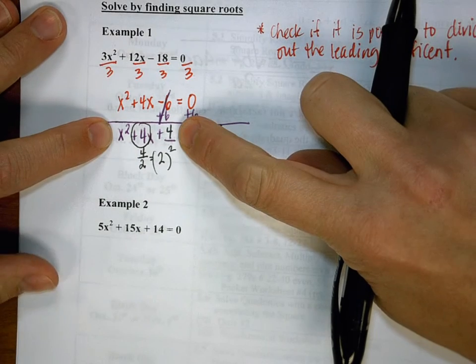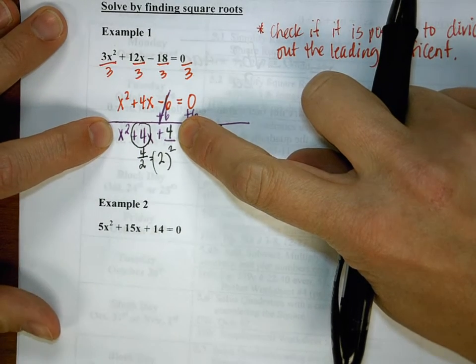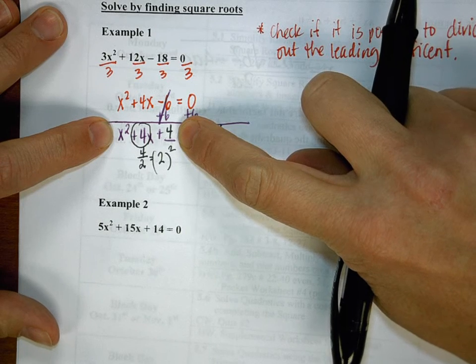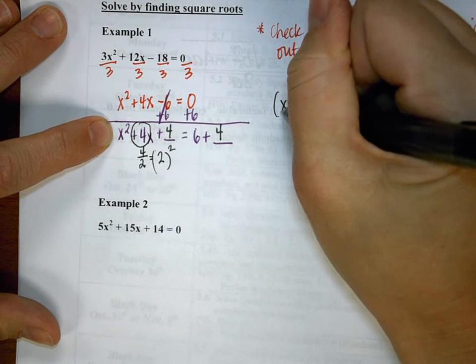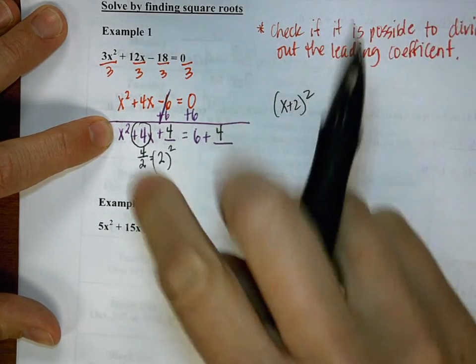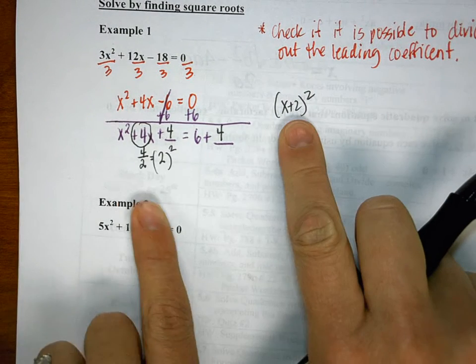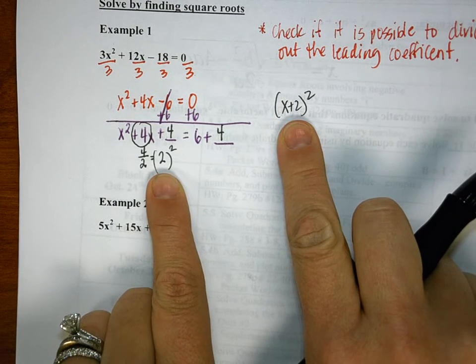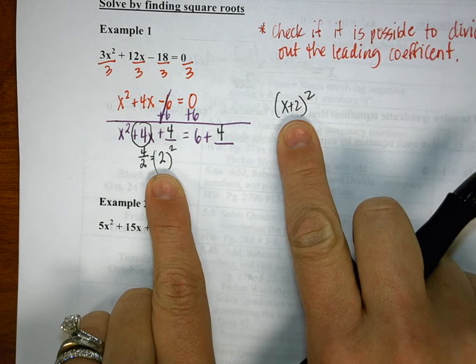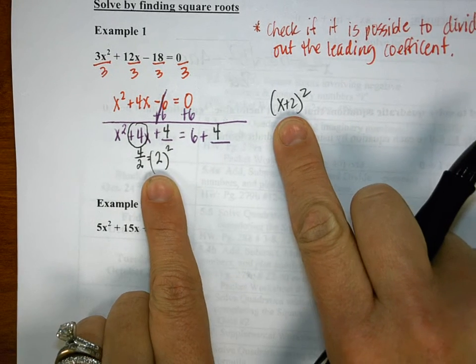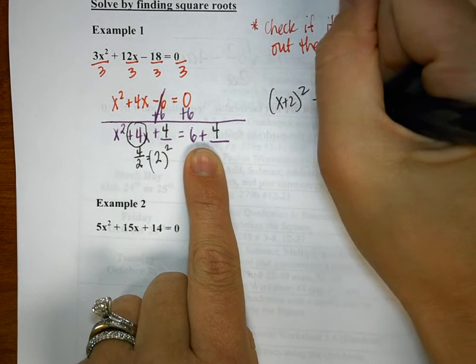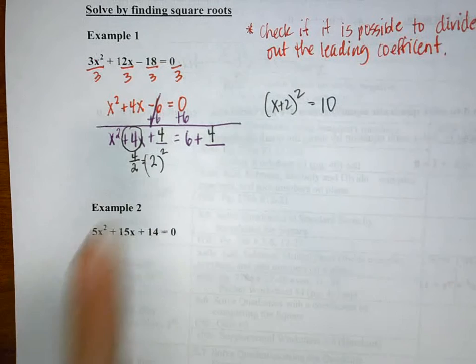Now, how do I write this? The whole purpose is to write this as a square. So how is this written as a square? X plus 2 squared is correct. And remember that this number right here is always whatever my half number was. So whatever half of your middle number is, that's the number that goes in for your square. And then 6 plus 4 is 10.